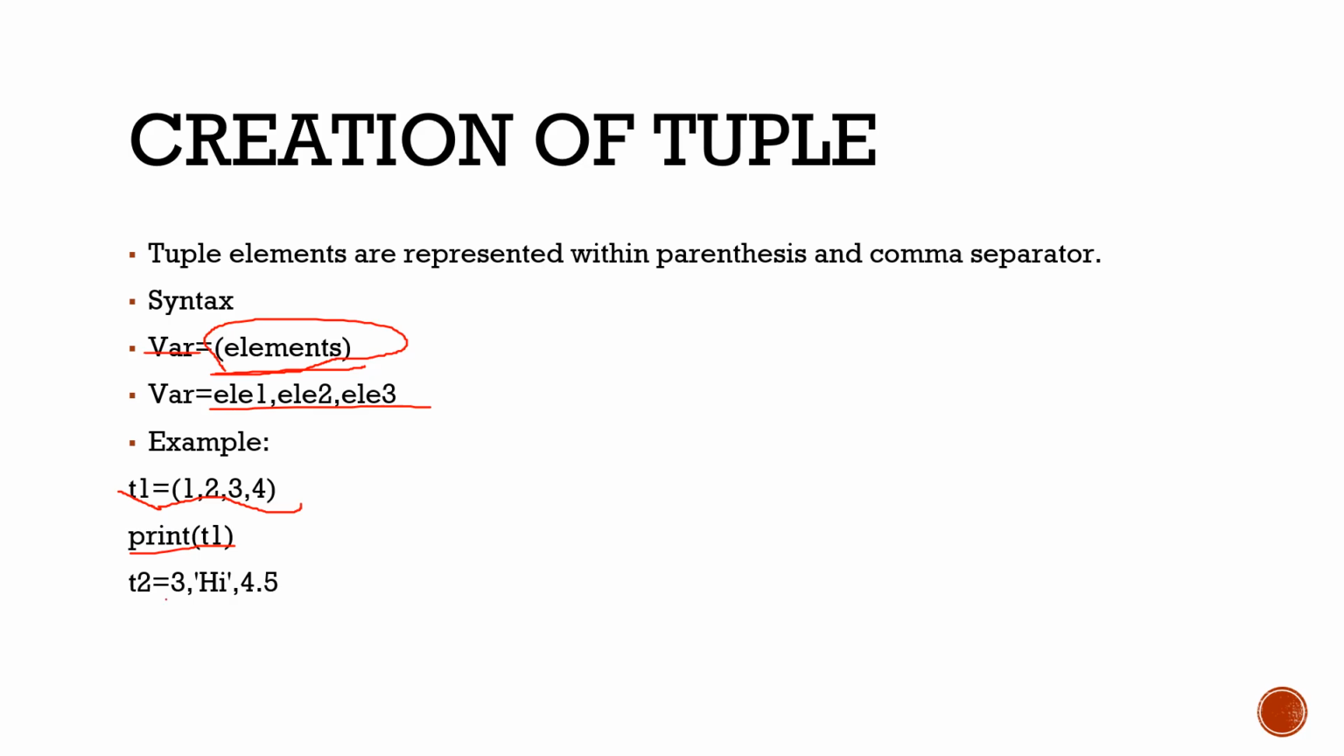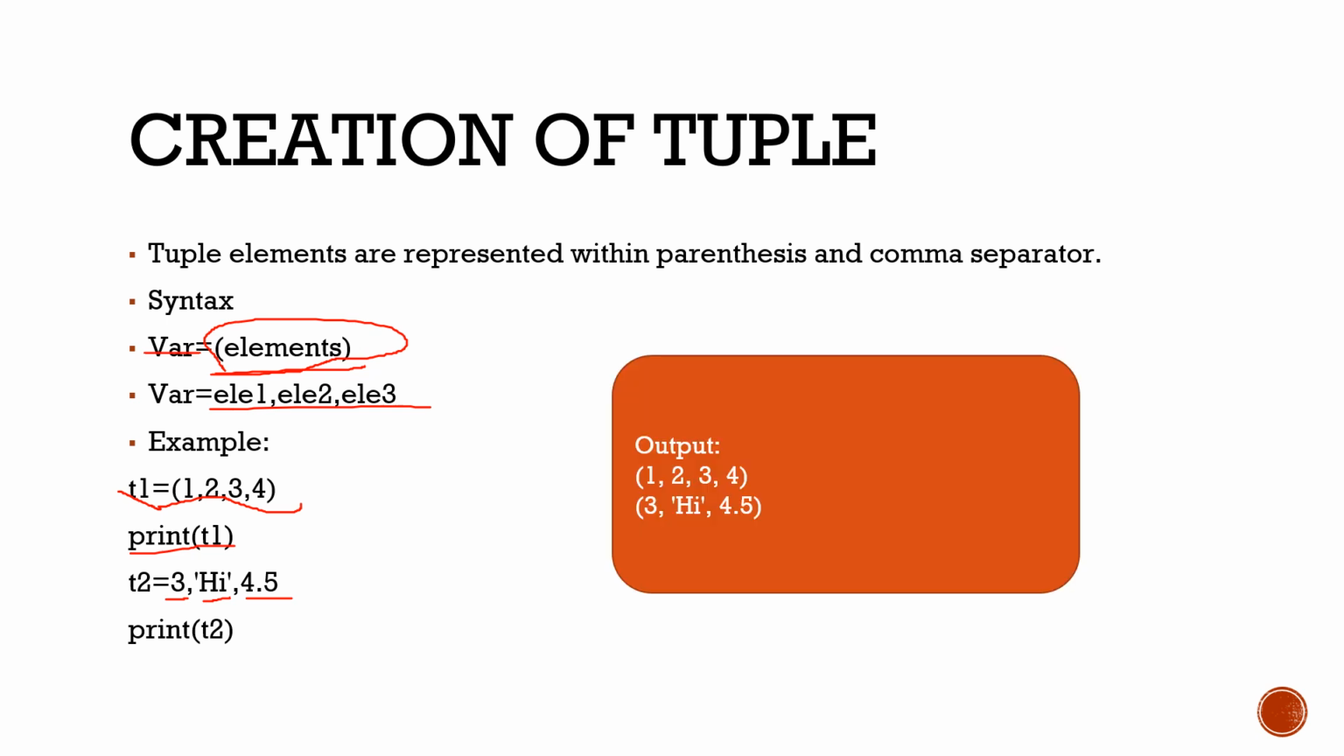The first data is an integer, because I want to put 3. Then the second one is 'hi' within single quotes, which means it is a string. And then the next one is 4.5, which is nothing but float data. So in the second tuple I have created elements with different kinds of data. So print t2, it means I want to print my tuple.